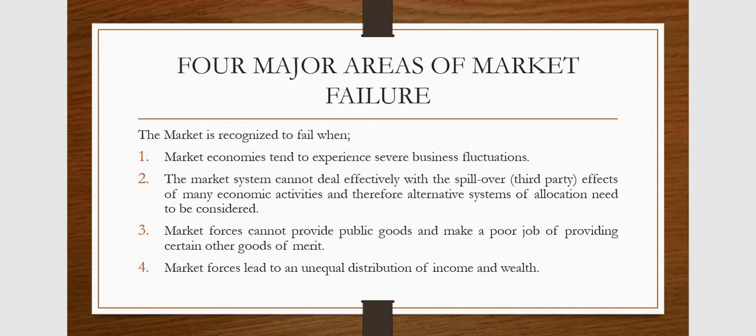So the first one, market economies tend to experience severe business fluctuations. The second, the market system cannot deal effectively with the spillover, which is the third party effects of many economic activities, and therefore alternate systems of allocation need to be considered. Third, market forces cannot provide public goods and make a poor job of providing certain other goods of merit. And lastly, market forces lead to an unequal distribution of income and wealth. So these are the four areas of market failure that we are going to look at.